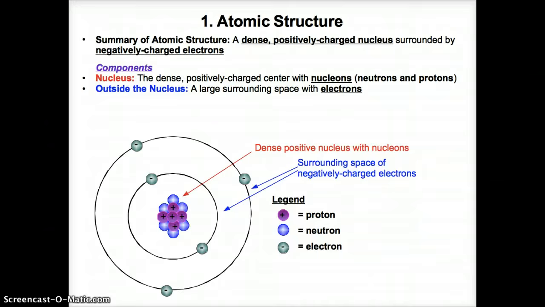Let's first summarize the structure of the atom. The atom structure is summarized as the atom having a small, dense, positively charged nucleus surrounded by mostly empty space of negatively charged electrons. Now let's discuss the components of the atom.